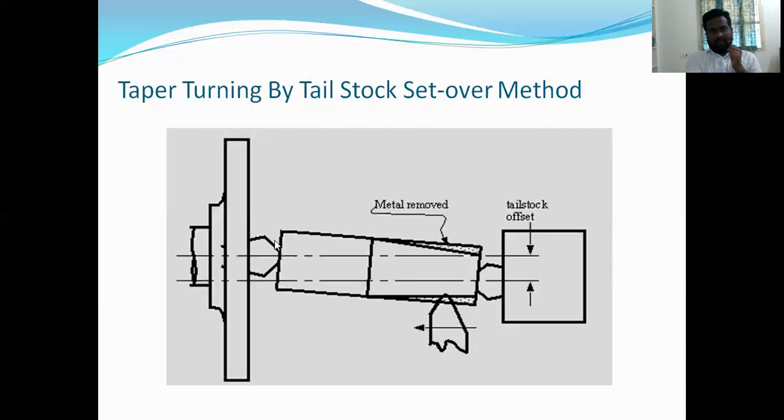After providing this, we are moving our cutting tool parallel to the spindle axis only. We are not providing any angle to the cutting tool. We are not swiveling our cutting tool. Okay.